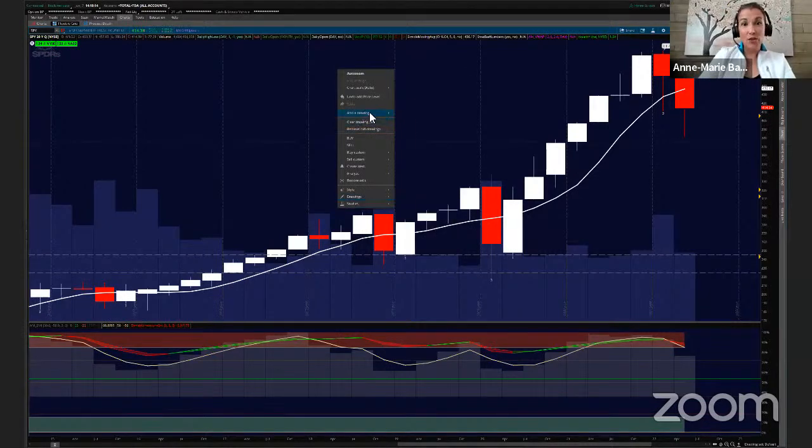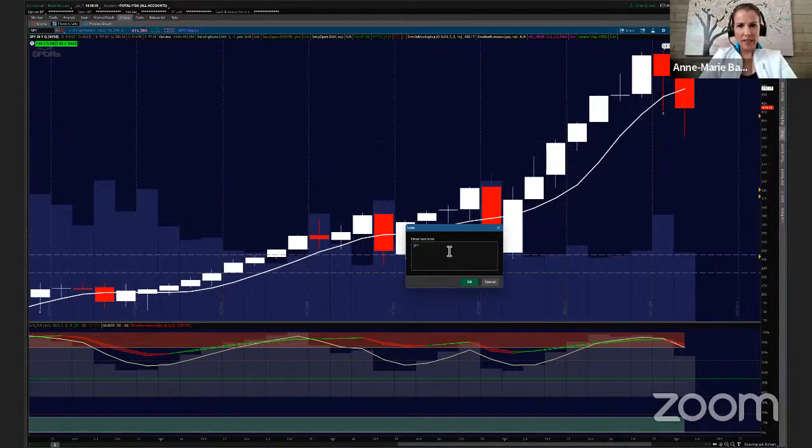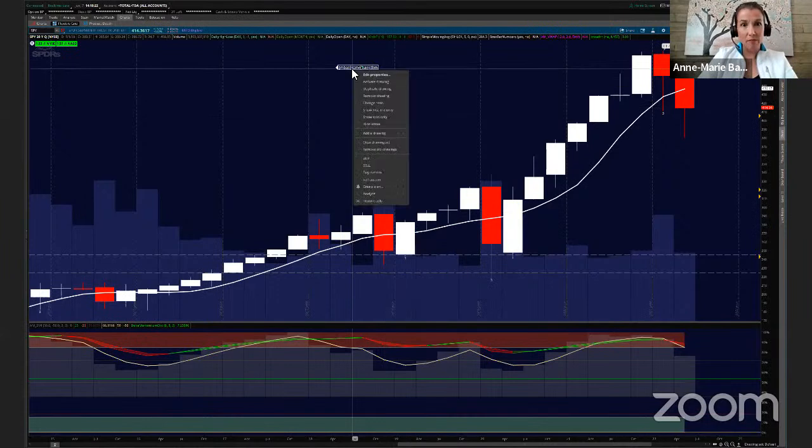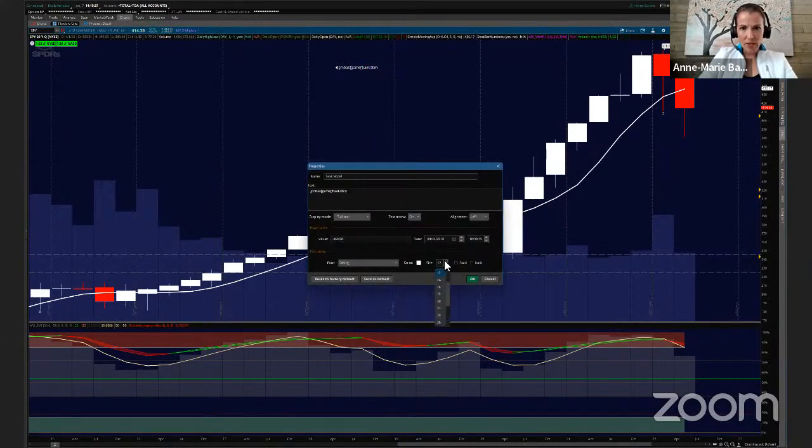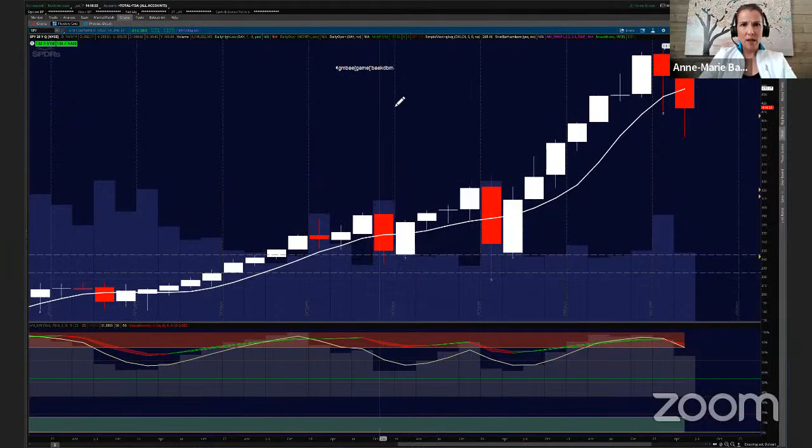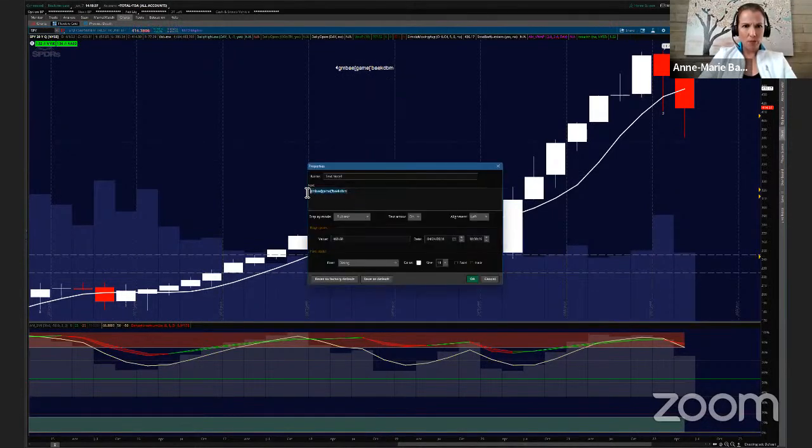So add a drawing. Let's do some text. Let's just put some gobbledygook right there because I'm going to have to make it big. Edit properties. Let's choose an 18 font. And then let's try it again.